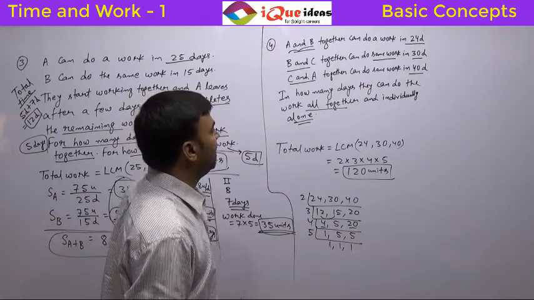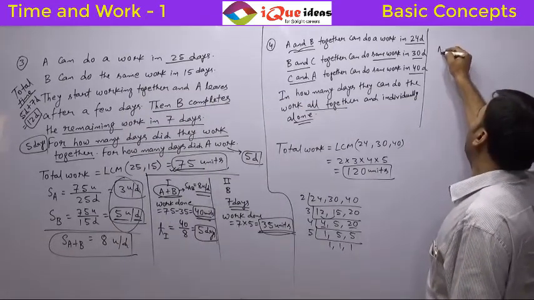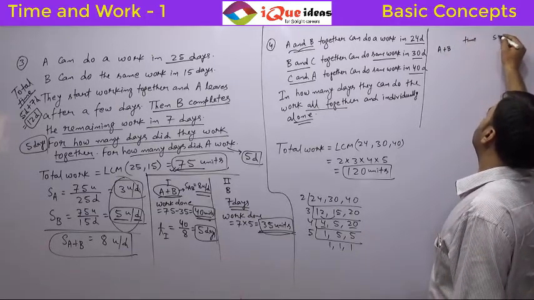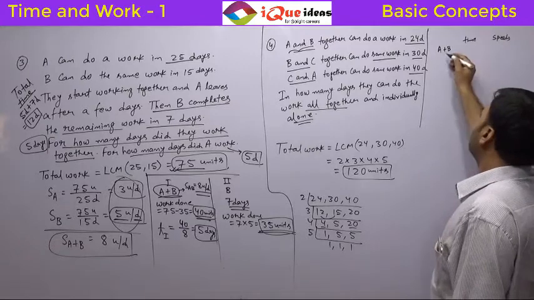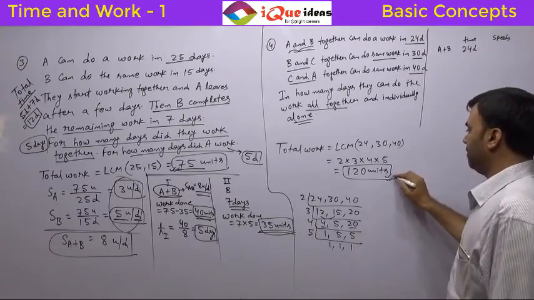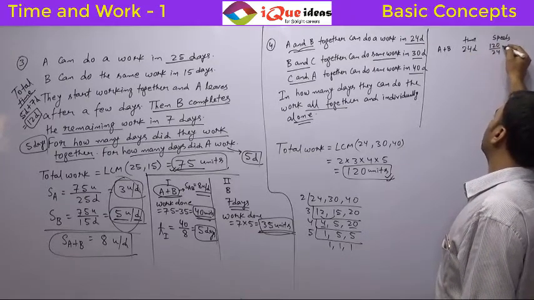Now look at this very, very carefully. I'll again write the situation here. Let's say A and B together, time given, and we calculate the speeds. Right? Now A and B time together is 24 days. What do they do in 24 days? They complete 120 units. So the speed will be 120 divided by 24. That is 5 units per day.